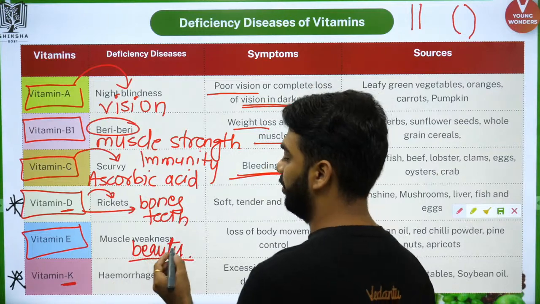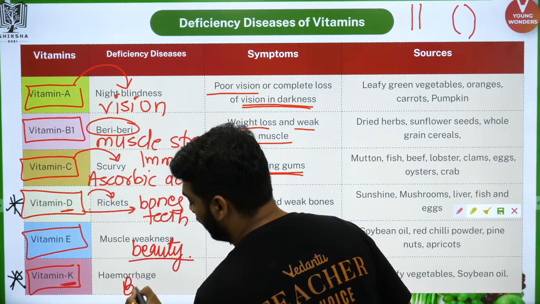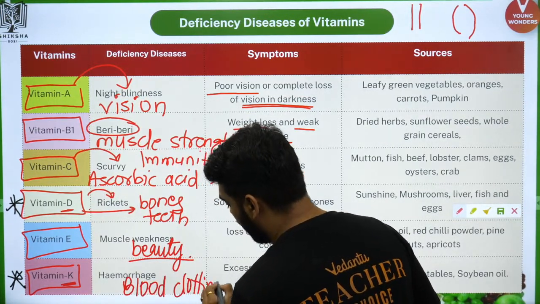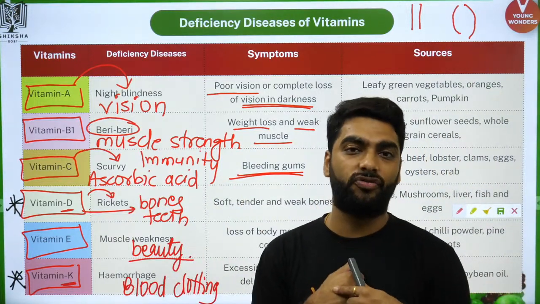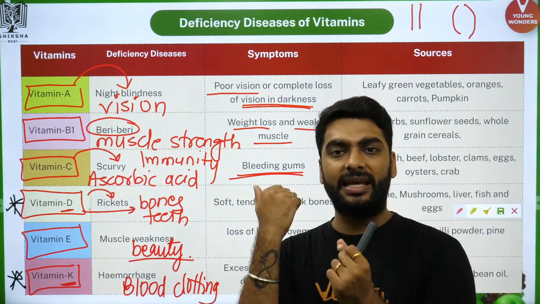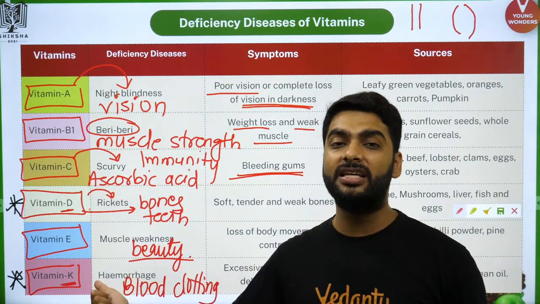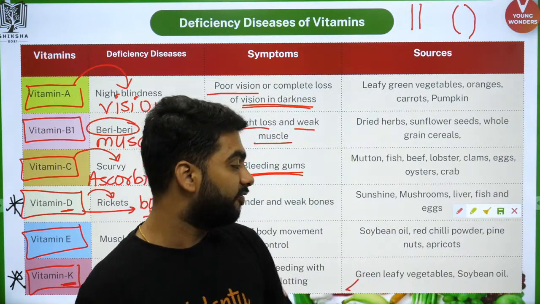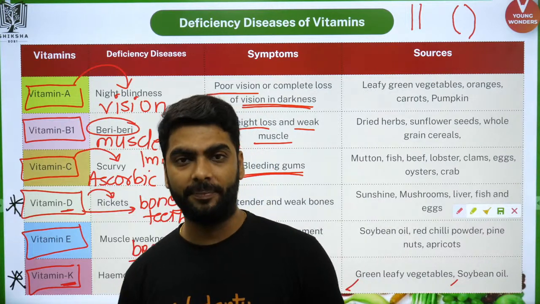Then we talk about vitamin K. Vitamin K is the vitamin for blood clotting. Now, those who have deficiency of vitamin K, their blood will not clot in case of an injury. Suppose one gets a cut, the blood will go on flowing. It will not clot if there is vitamin K deficiency. You get vitamin K from green leafy vegetables like spinach and soya bean, right?